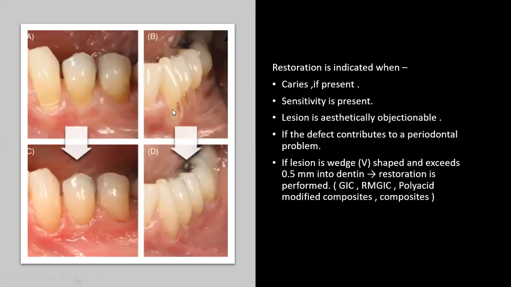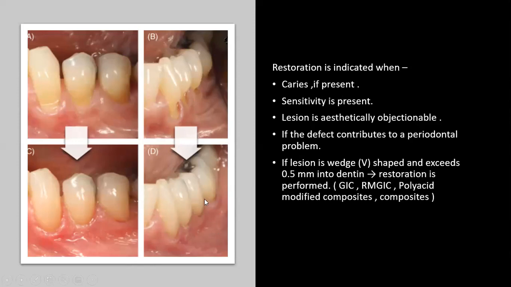The abrasive lesion can be restored if caries is present, if the patient is having sensitivity, if the lesion is aesthetically objectionable, or if the defect contributes to periodontal problems. So restoration can be done if caries is present, if there is sensitivity, if the lesion is aesthetically objectionable, or if the defect contributes to periodontal problems.